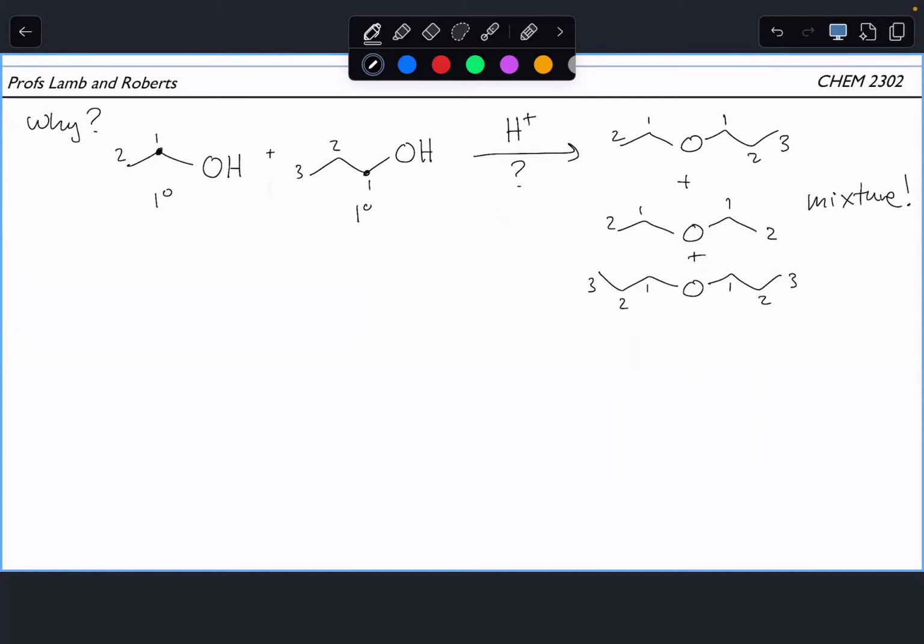Okay, so why does this happen? If you remember the mechanism of this reaction, we needed to generate an electrophile by protonating one of our alcohols, and then the other alcohol comes and attacks it. So if we have these 2 alcohols, you can ask yourself, which one is going to be the electrophile? Could I make the first one into an electrophile? Yes, I can protonate the first one and make an electrophile. I could also protonate the second one and make an electrophile.